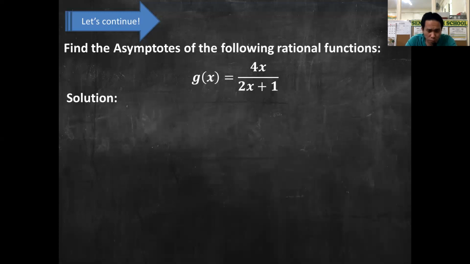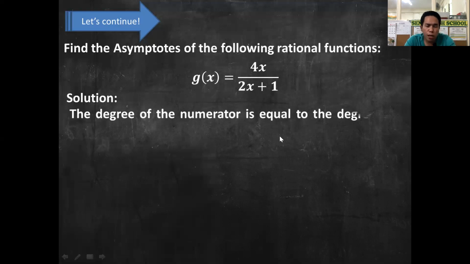Next. Sa horizontal asymptote naman, okay? Let's compare the degree of our numerator and denominator. So, yung 4x natin, ano yung degree niya? 1, okay? Kasi para silang may x. Sa baba naman, yung 2x, ano yung degree niya? 1 din. So, equal silang dalawa.